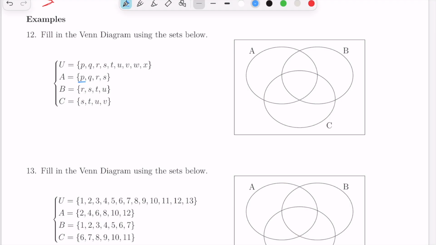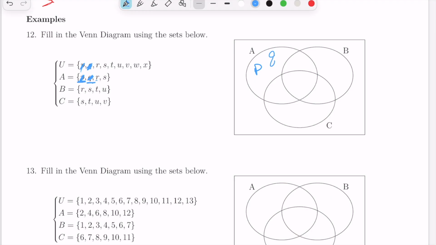I'm going to start with this P. Is P anywhere else? I don't see it in B and I don't see it in C. So I'll put it right there and then I'll cross it out. Next, I want to do Q. I don't see Q anywhere else. So I'll put my Q here and I'll cross it out.